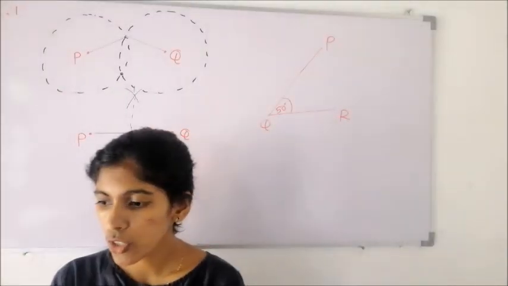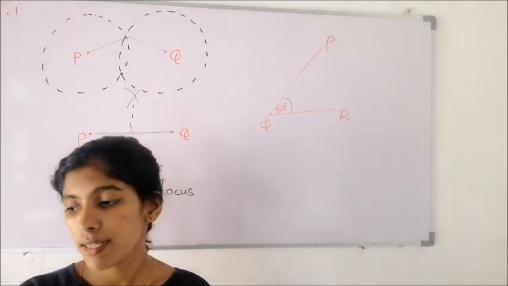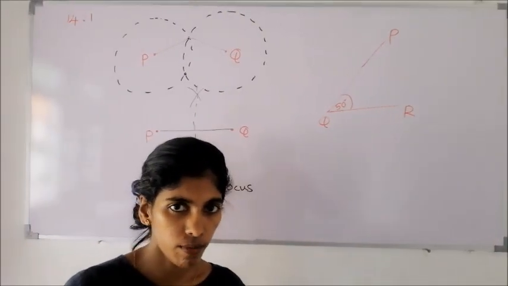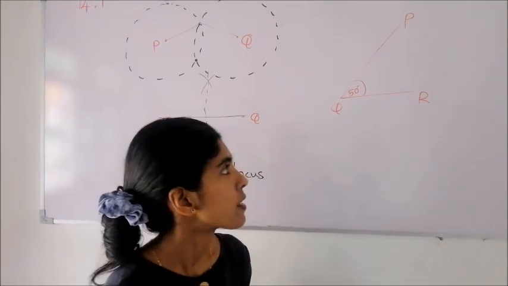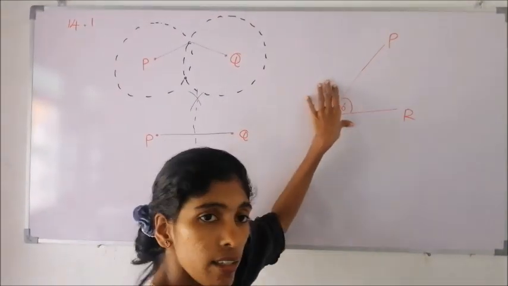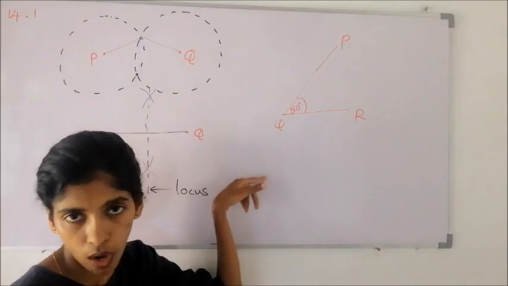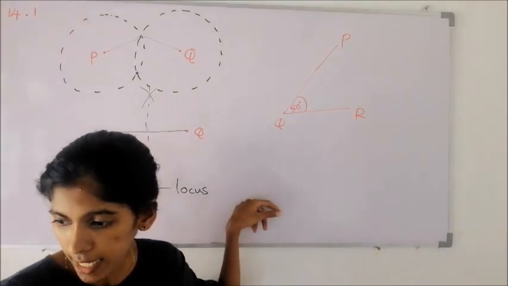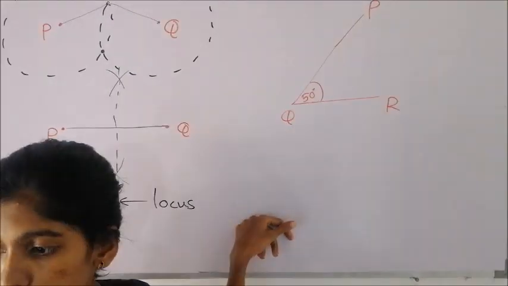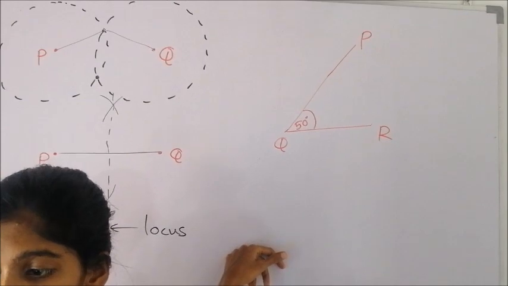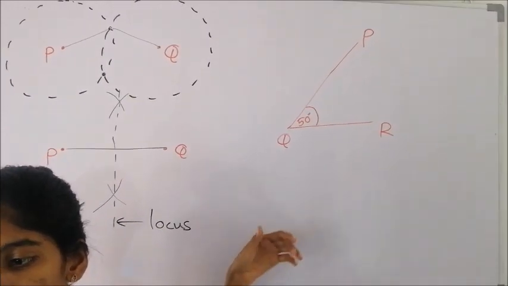Next, third question, children. Draw an angle of 50 degrees and name it PQR. You should take the protractor. Then you need to draw this angle with the help of a protractor and name these 3 points as PQR. Then they are telling us to draw a rough sketch to indicate how the point which is equidistant from the points Q and R.